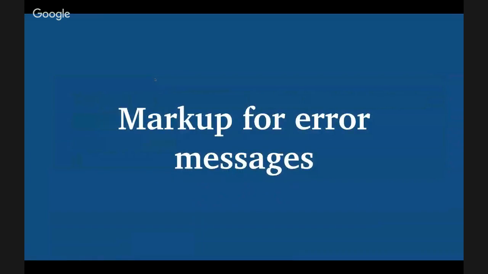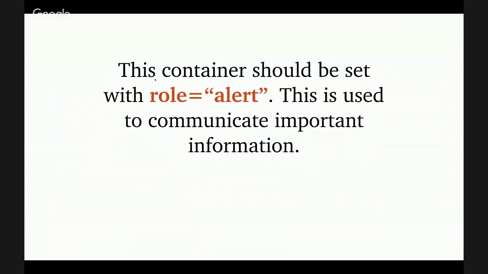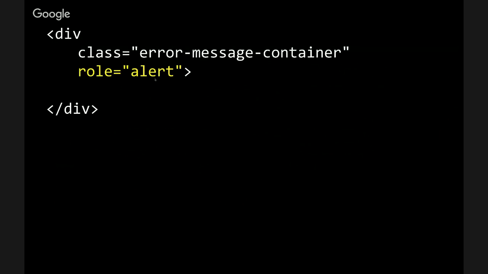Let's now talk about the markup for this error message. Now this error message can exist on the page even when it's not active. However, it shouldn't contain any content until it's triggered. So it should be set with role equals alert, and that can set the importance of it. So we have here a div with role equals alert. At this stage, there's nothing inside it though.